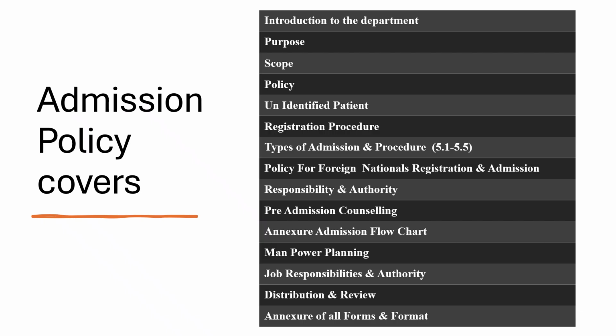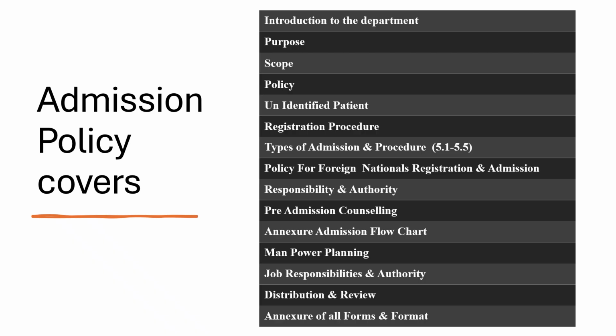And the admission policy should cover an introduction to the department, purpose, scope, then what the admission policy is, and how you will admit an unidentified patient. Then the registration procedure, the type of admission or procedure, and a policy for foreign nationals' registration and admission should be there. Then who is responsible for the admission, who will do the admission counseling, the pre-admission counseling policy, the admission flowchart, manpower planning, who will do what with job responsibilities defined, and when it will be reviewed.